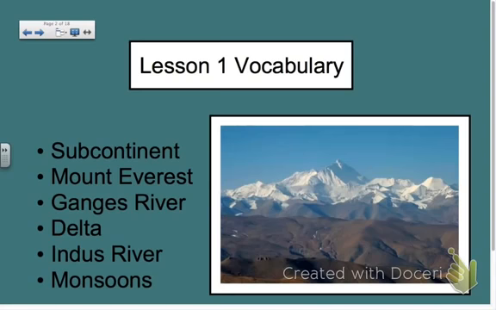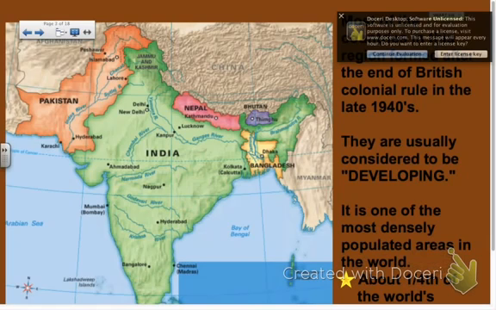It is the tallest mountain in the world. It is part of the largest mountain range in the world, the Himalayas. And they are on the northeast portion of the subcontinent. The Ganges River is the most important river in India, one of the important river systems that are part of the subcontinent. It connects with a couple other river systems and empties out into the Bay of Bengal.